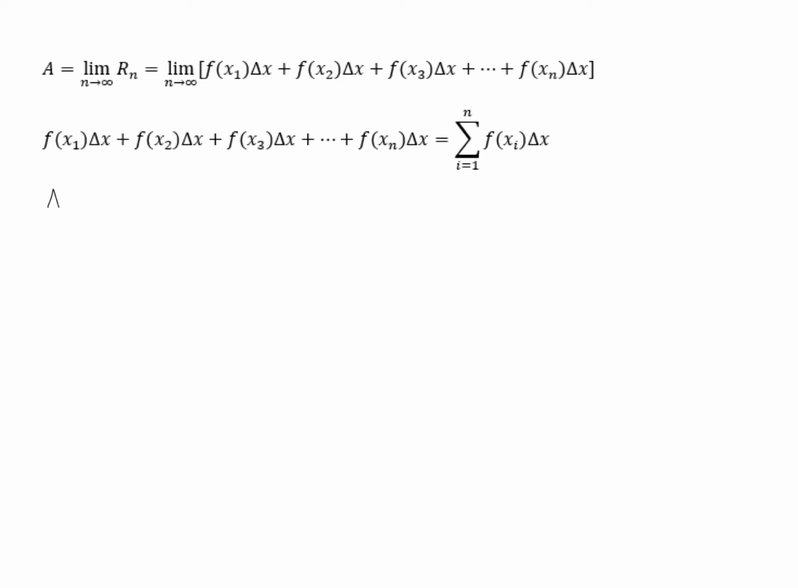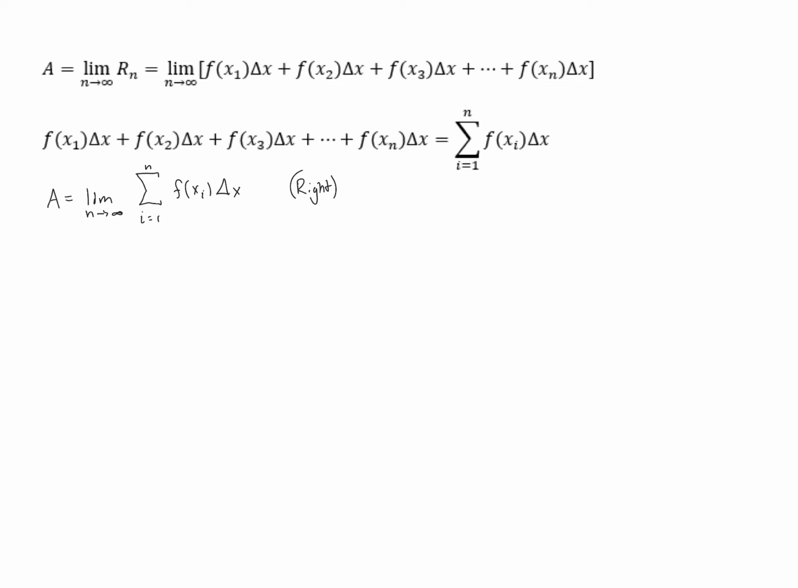Now, we've got A equals, and we know it's the limit as n approaches infinity of the Riemann sum, and we know the Riemann sum is a sum of all of these values, and we just saw that we can express that in sigma notation. So this is the limit as n approaches infinity of the sum as i ranges from 1 to n of f of x sub i delta x. That's using right-handed rectangles, or the right endpoints of each of those little intervals.